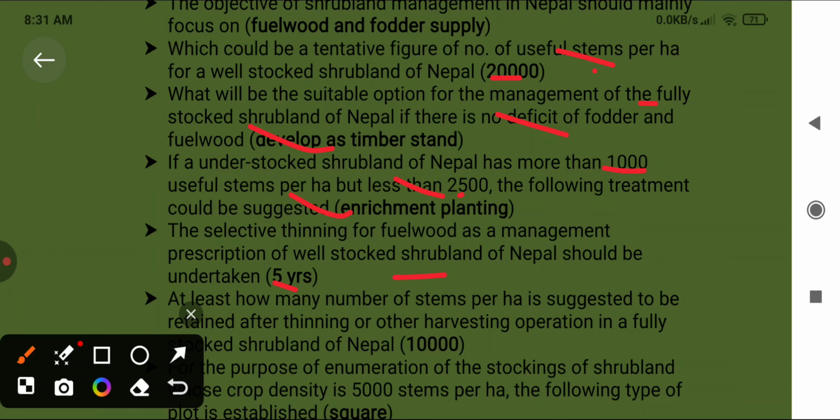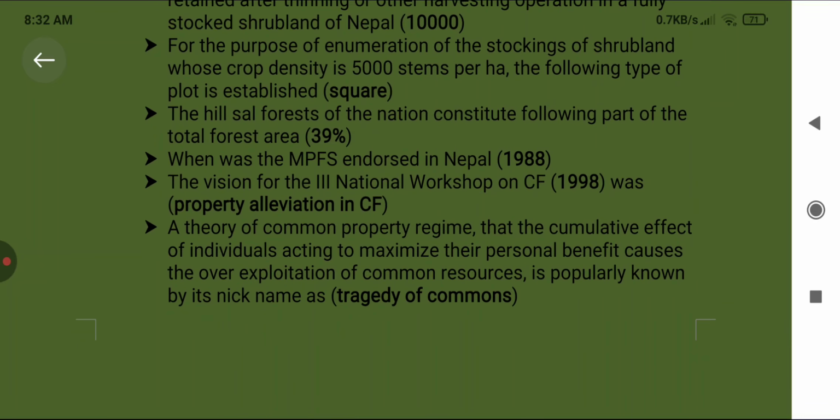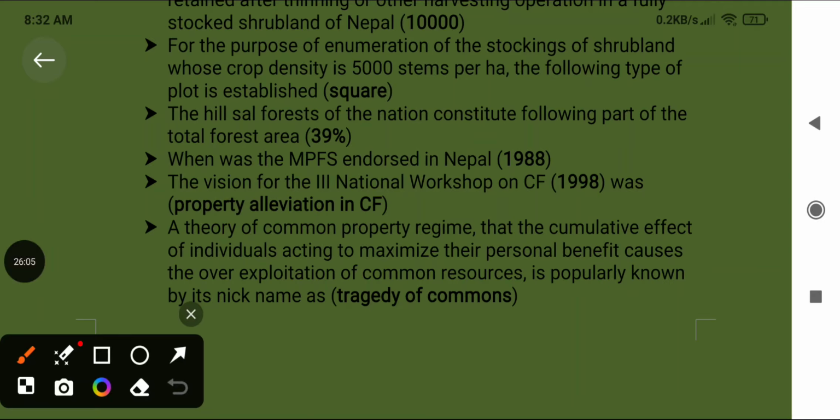At least how many stems per hectare is suggested to be retained after thinning or other harvesting operation in a fully stocked shrubland of Nepal? 10,000. For the purpose of enumeration of the stocking of shrubland whose crop density is 5,000 stems per hectare, the following type of pole plot is estimated: square. The hill sal forest of the nation constitutes the following part of the total forest area: 39%.